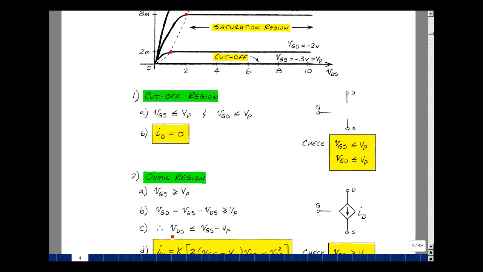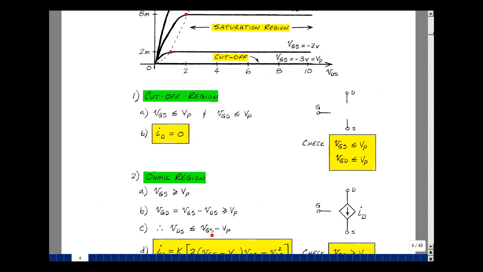Let me also explain this inequality. We showed that when the gate to drain was greater than or equal to pinch-off, the drain source was less than or equal to the gate source minus the pinch-off. And we did that because the gate to drain is not shown on this graph, but the drain source is. Let's just check this equation out. Suppose that the gate source is equal to -2, and the pinch-off is equal to -3.